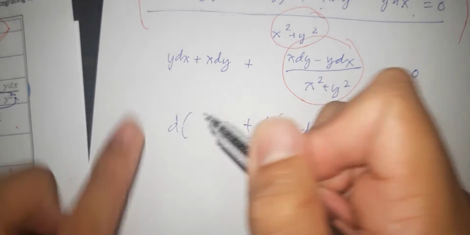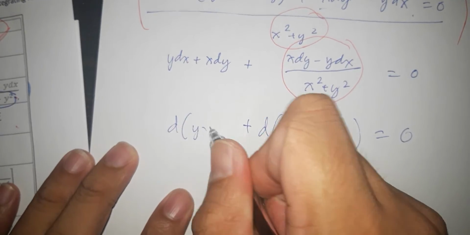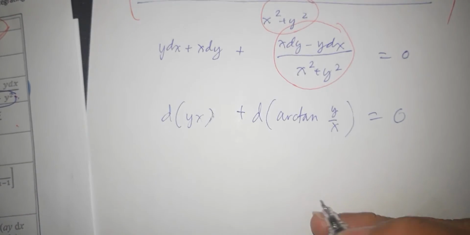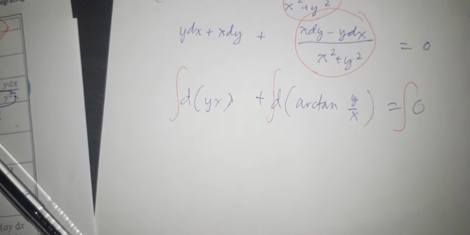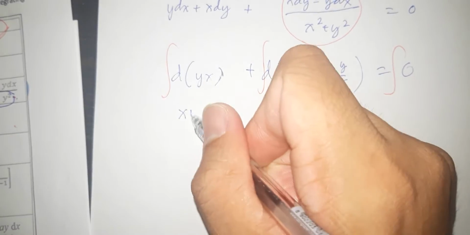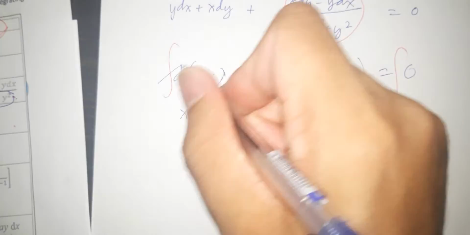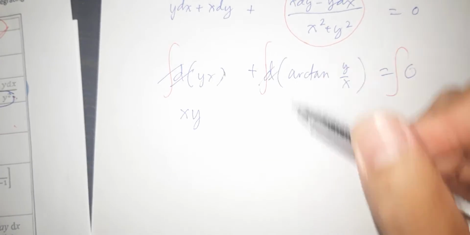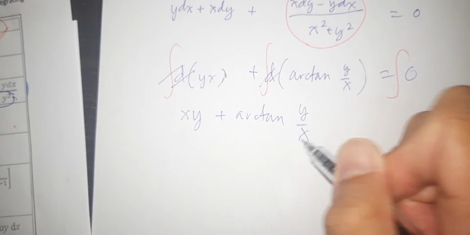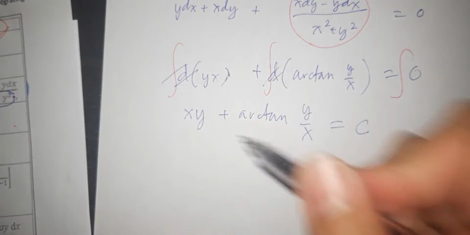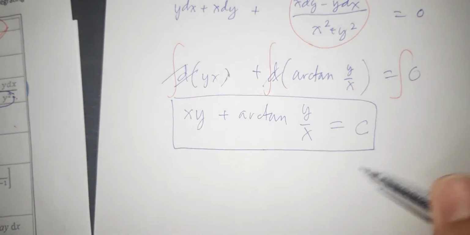So this is actually plus the derivative of arctangent y over x is equal to 0. And this is an exact differential, the derivative of yx or the derivative of xy, which are now ready for integration. So integrating, that gives you xy or yx, because integral and derivative cancel out, plus arctangent y over x is equal to c. So that therefore is our answer.